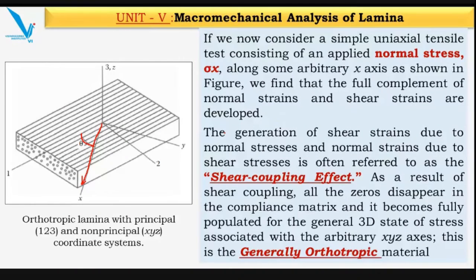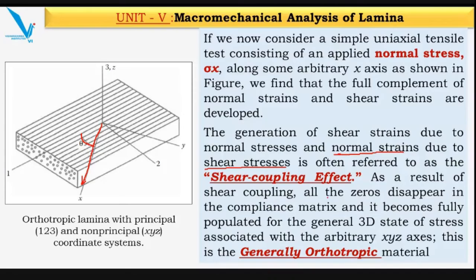Earlier we have seen that the other stress components are zero. But if you apply the force along this direction at an angle theta, the generation of shear stress due to normal stresses, and normal stress due to shear stresses, is often referred to as shear coupling. Means when we apply the load in this direction, there is a coupling between the normal stress and the shear stresses. And this is called the shear coupling effect.